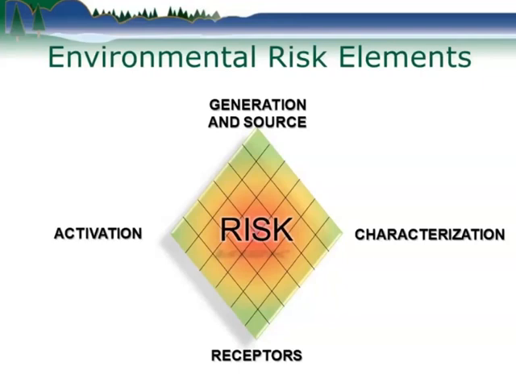And so when we're looking at environmental risk factors, we can break it down into the 4 tenets that we have. So the first one is generation and source, which is where the contaminant is coming from and how it's being made. And then characterization, which is the properties, behavior, and persistence of whatever contaminant is out there. Activation, which is how the contaminant is being released, being moved, or being transported around. And then what receptors are there, which is basically the vulnerable resources or populations.